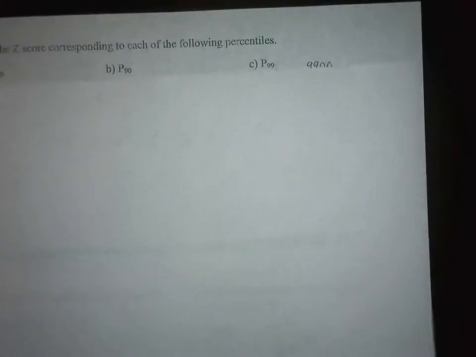Okay, next thing is looking at percentiles. Remember that percentiles just tells you the percentage of the data that is less than a certain data value. So if you want to find the z-score that corresponds to P40. Now that P40, that's the way you write the 40th percentile. So remember, all that means is 40% of the data is to the left of whatever P40 is.